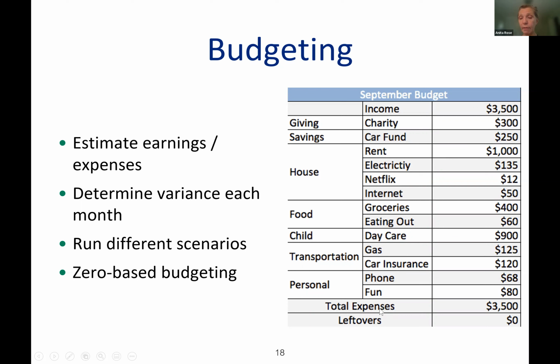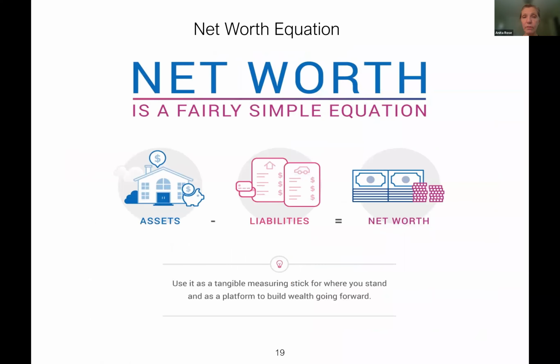Now you may have more for fun and probably more for dining out. I don't know if $60 a month is going to cut it for dining out, right? So we may want to move some things around and find out what works for you, and see what's left over. Well, zero-based budgeting is nothing left over. But what are we saving? Right now, I only see a car fund. But what about long-term savings? I don't see that here. That's something really to consider, and we're going to go over that in the next slide deck.